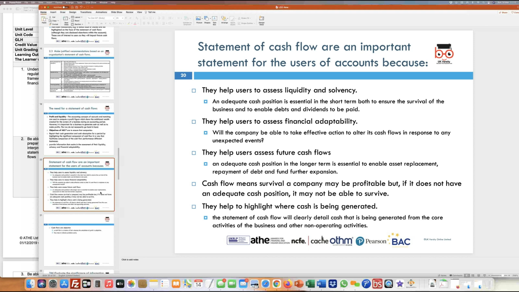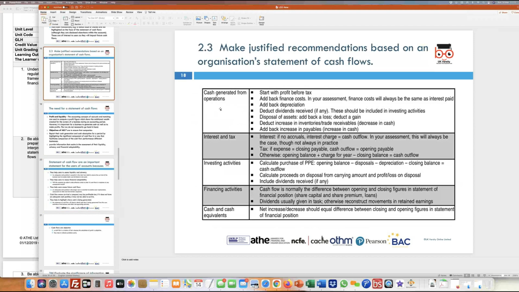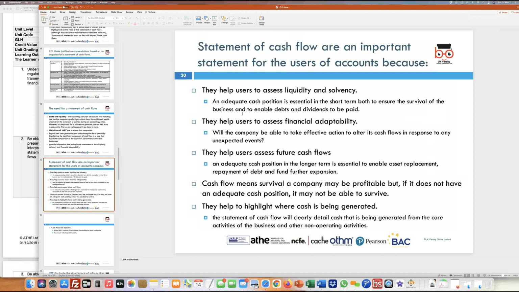Now, having understood that, if I look at generalizing what recommendations can be made, and why cash flow statements are important to different users when they look at them, they give out some information, and this information comes from when I interpret and make suggestions on these 5 broad areas. The 5 broad areas I've highlighted here in the slide help users to assess liquidity and solvency. They will also help you assess the financial adaptability of the organization.